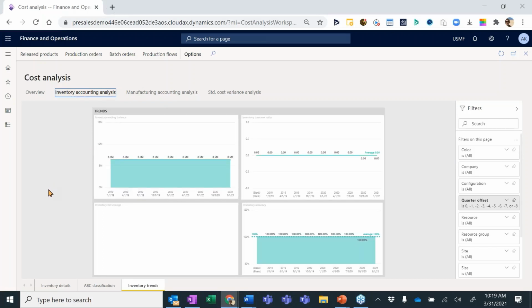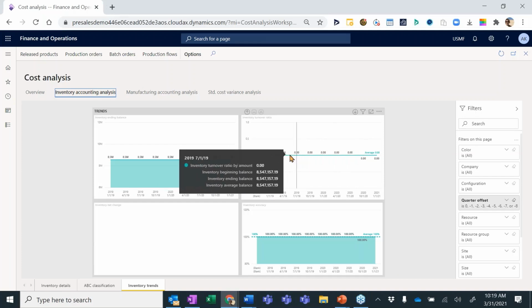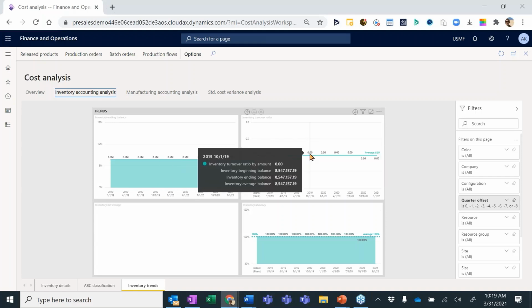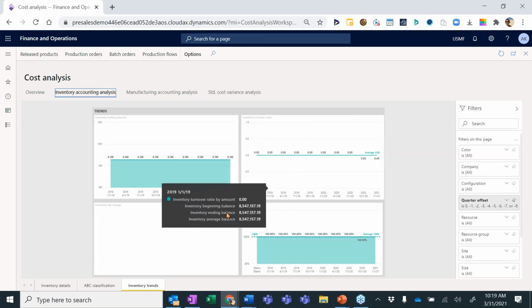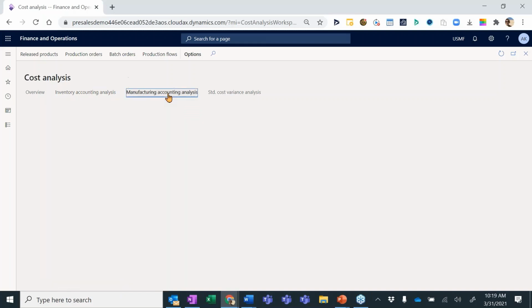My inventory accounting analysis is giving me some analysis of my turnovers. And again, not the sexiest of data right now, but as I move over this chart, I'm getting this feedback in terms of how was my turnover happening for the various periods, what was my inventory net change, and then my inventory accuracy. And this is driving off of those KPI fields that we set up inside of D365.